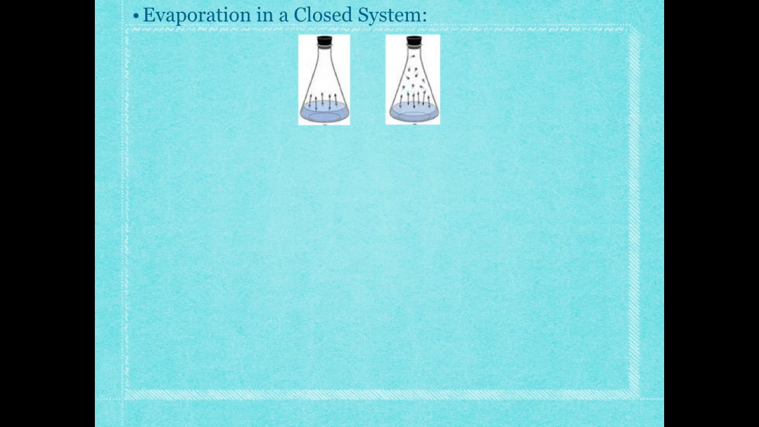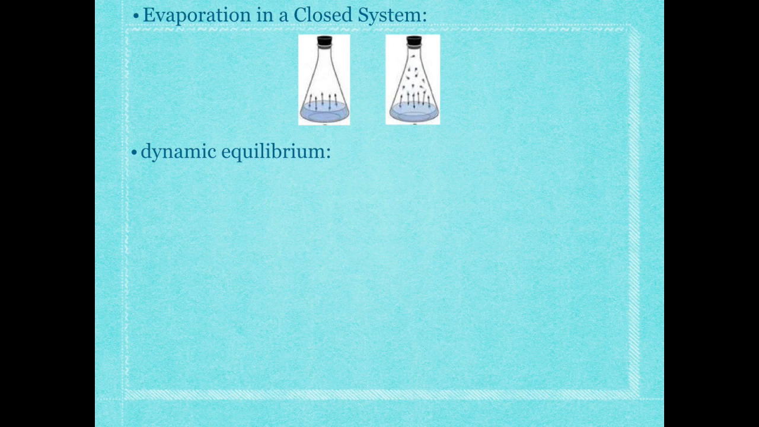So let's talk about evaporation in a closed system. A closed system simply means that it's closed off from the atmosphere. What you should notice in the diagram on the right-hand side is that once molecules have been allowed to evaporate, it reaches the point at which molecules are leaving the liquid form and going to the gaseous form at the same rate as gases are becoming liquids again. This is called dynamic equilibrium.